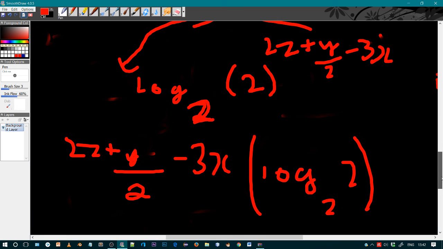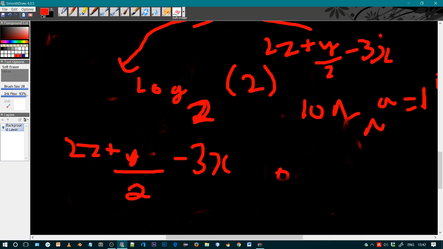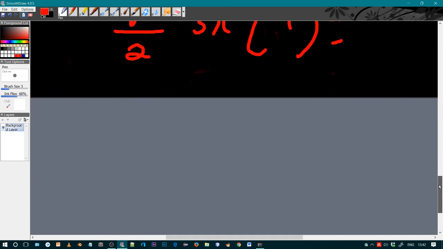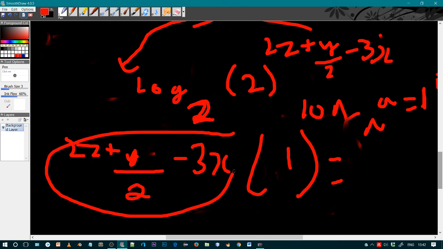Okay, now we knew that log a base a is equal to 1, since a to the power 1 is equal to a. So when the answer and the base is same, we get 1. So the answer of this expression right here in terms of z, y and x will be this, and you can take the denominator same.